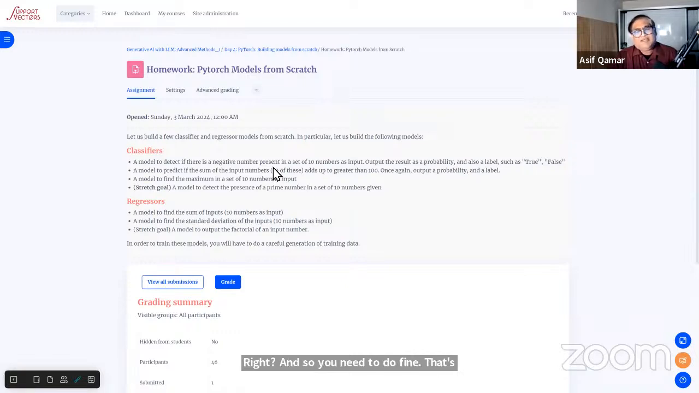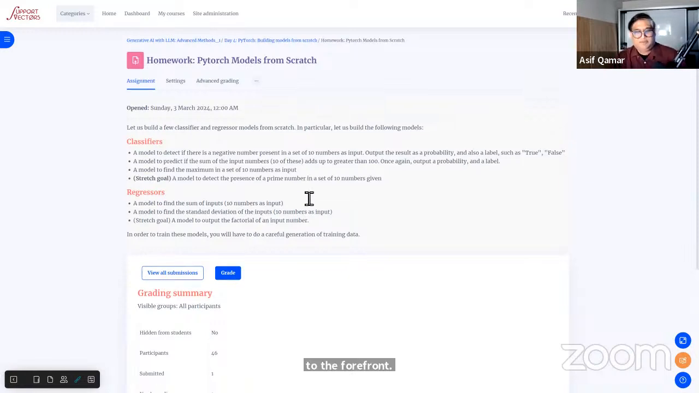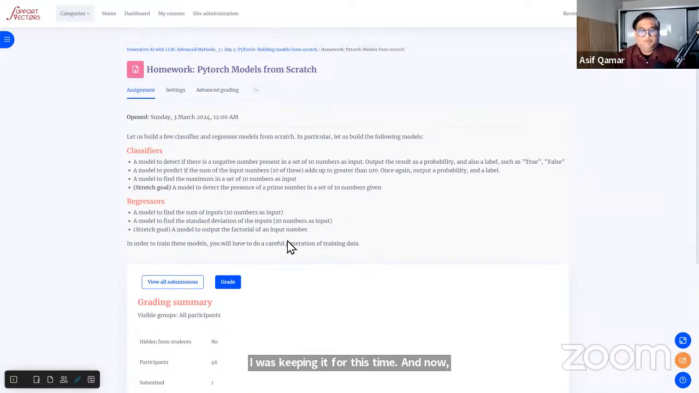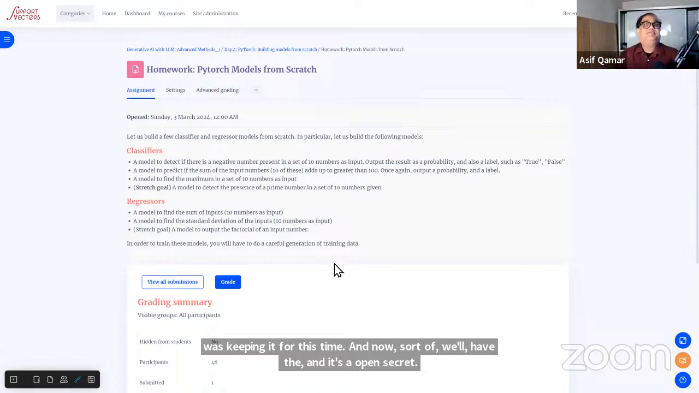Now, while I started with that, that is one reason to fine tune. But I'll come today to the most significant reason that has brought fine tuning to the forefront. I was keeping it for this time, and now we'll have the point. And it's an open secret. We all know about it, but I'll talk about it. So there are three ways that you can fine tune.